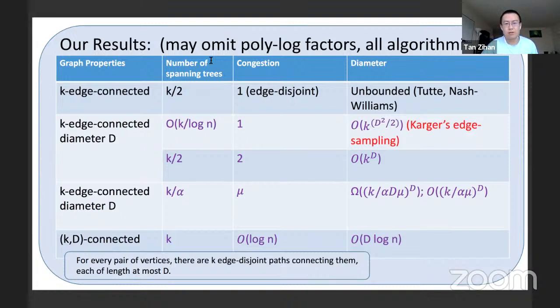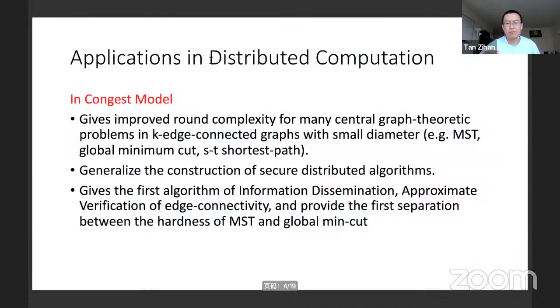So this summarizes our results, and I'll just briefly mention the applications in distributed computation. We consider some problems in the CONGEST model. The main application of our spanning tree packing result in the CONGEST model is that it gives improved round complexities for many graph theoretic problems in a highly edge connected graph with small diameter. For example, minimum spanning tree, global min cut, and s-t shortest path.